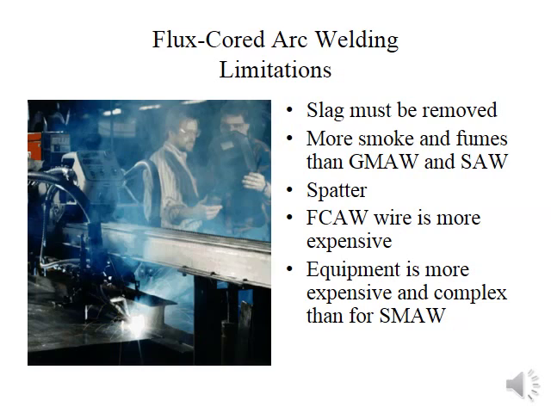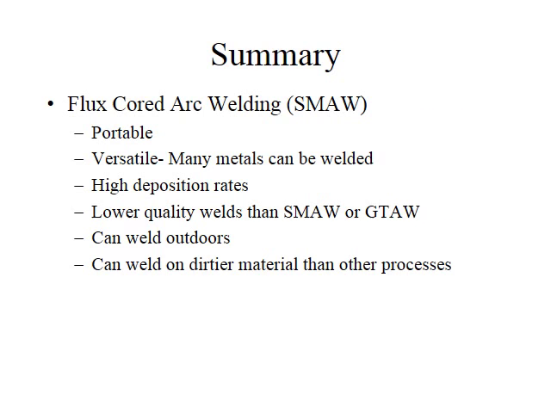The equipment is more expensive and complex than for shielded metal arc welding too. With shielded metal arc welding, you need some cables, you need a power supply, and you can go. Here, you're going to need wire feeders, you're going to need guns, and depending on what size of guns you're using, you might need water-cooled guns. It just depends on what you've got going, but it's definitely more expensive than shielded metal arc welding.